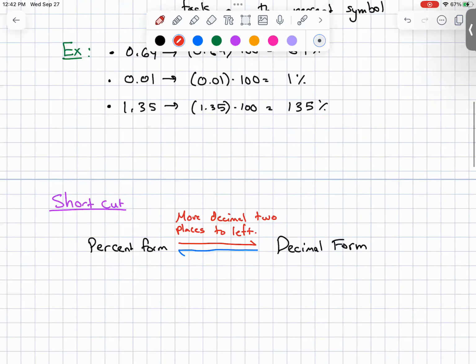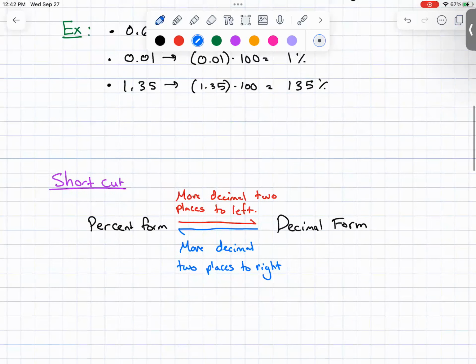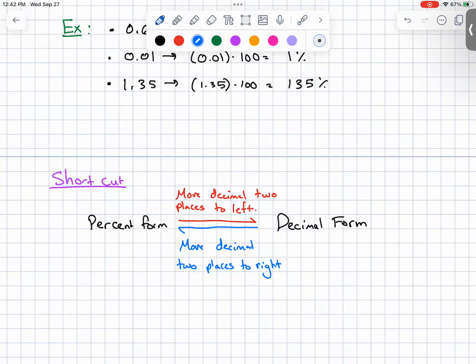Whereas if you want to go from decimal to percentage, you're taking a smaller number and you want to make it into the big version of the number. So you're going to move the decimal place 2 units to the right. So you now no longer have to do any multiplication. You can just do it this way. And that's because this is by powers of 10.